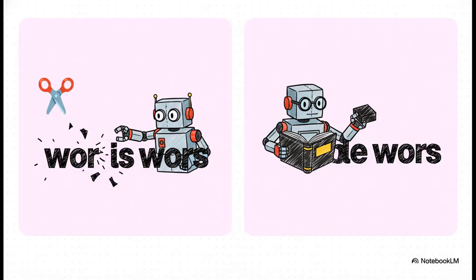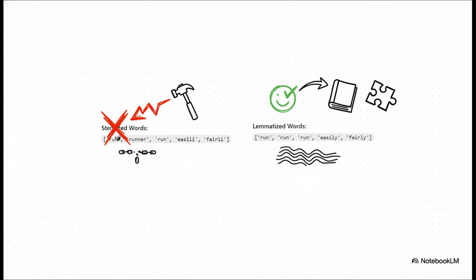So let's put them head to head. Stemming is the fast, simple, rule-based chopper. It's the brawn. The output might be nonsense. Lemmatization, though, is like the dictionary-wielding linguist. It's the brains. It's a bit slower because it's actually thinking about the word's context, but its output is always a valid word.